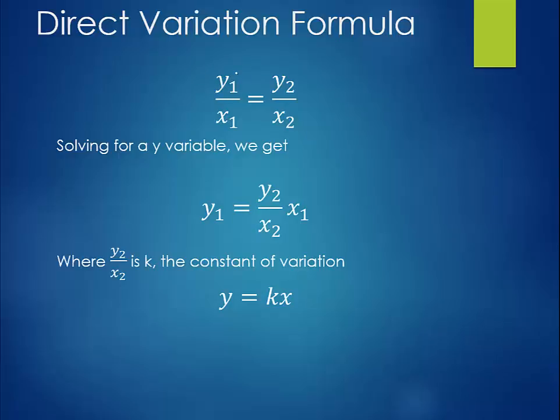So solving for that y1, we need to get rid of this x1. Since we have divided by x1, the opposite of dividing is multiplying. So we multiply both sides by x1, which would cancel out the x1, and we'd be left with y1 equals y2 divided by x2 times x1. That's still slightly ugly, so let's substitute y2 over x2 with k. And k is going to equal the constant of variation. So k is a very important term. So finally, we'll be left with y equals k times x.